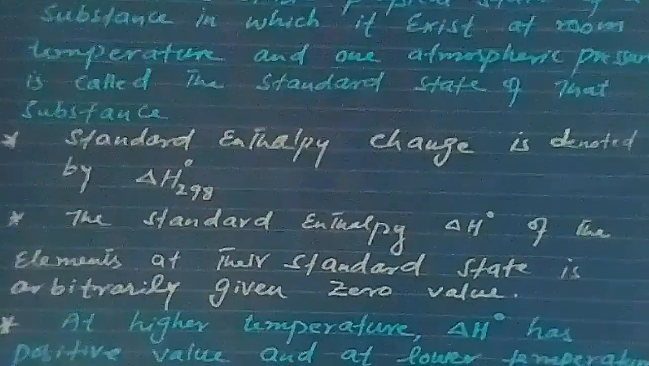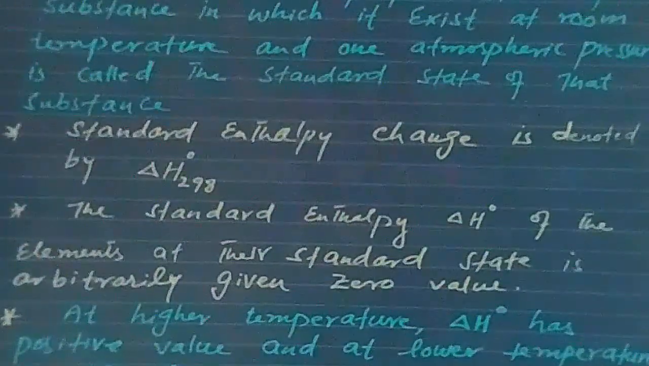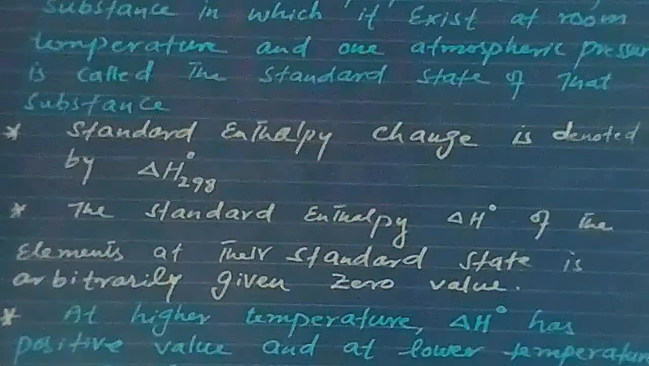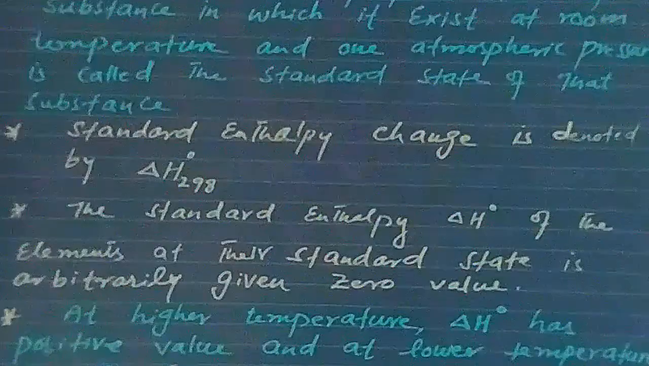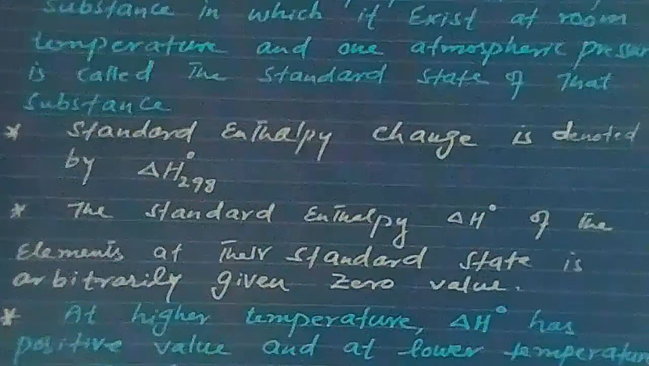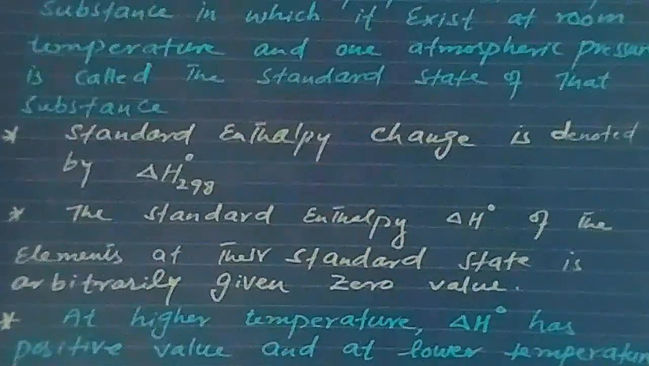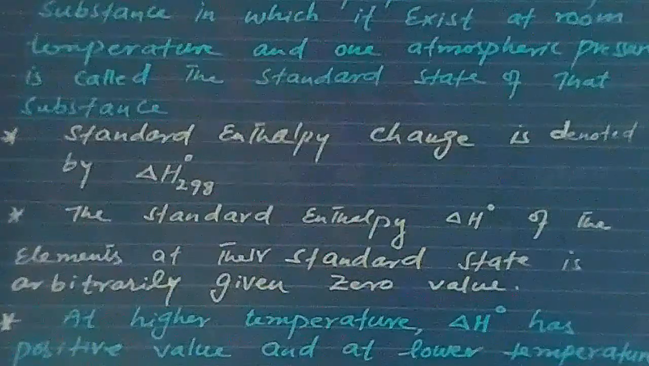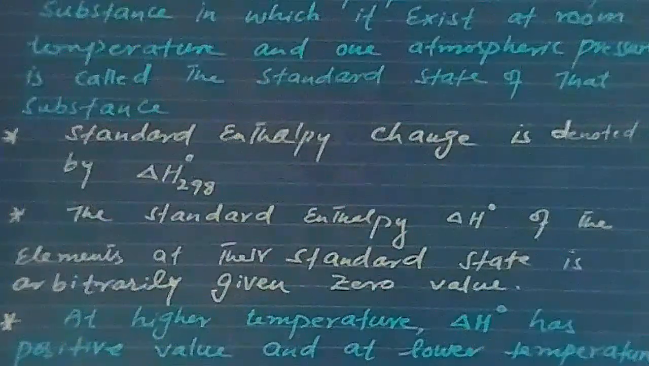At higher temperatures delta H naught has a positive value, and at lower temperatures it will have some negative value. And with the help of the standard enthalpy of the elements, we can determine the standard enthalpy of the compounds. Once we know the standard enthalpy of the elements, then the standard enthalpy of the compounds can also be calculated.